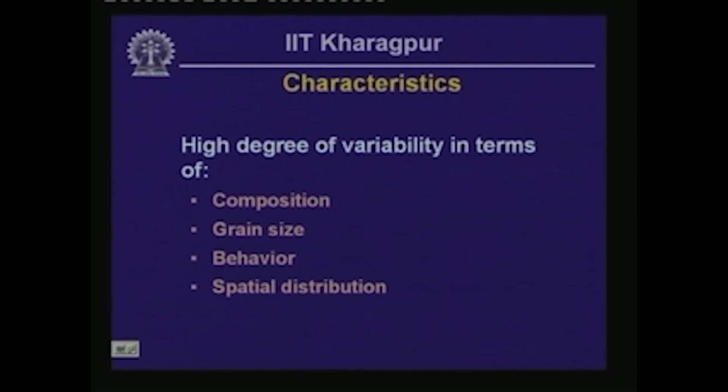Now what are the characteristics that one needs to consider when looking at a clay or a soil deposit? Soil deposits typically show a very high degree of variability in terms of composition, grain size, behavior and spatial distribution. So the composition of different types of soils, as I mentioned in one of the previous slides, could vary by a very wide margin.